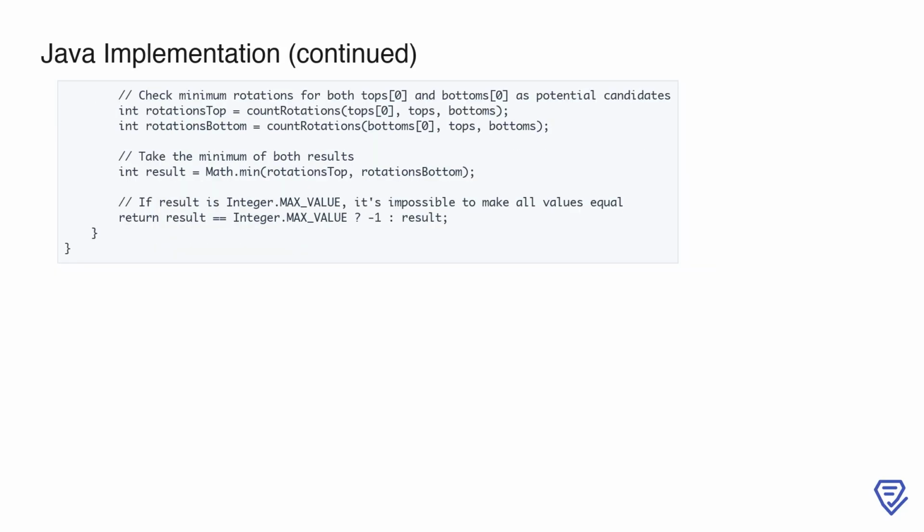Now, we use the countRotations helper method to determine the minimum rotations required for 2 potential candidates, tops[0] and bottoms[0]. These values represent the top and bottom of the first domino, which are the only feasible targets for aligning all dominoes. We calculate the rotations needed for each candidate and store the results in rotationsTop and rotationsBottom. The overall result is the smaller of these 2 values. If both candidates are impossible, meaning the result equals Integer.MAX_VALUE, we return -1 to indicate that it's not possible to make all values in the row equal. Otherwise, the result is the minimum number of rotations required to align the dominoes.